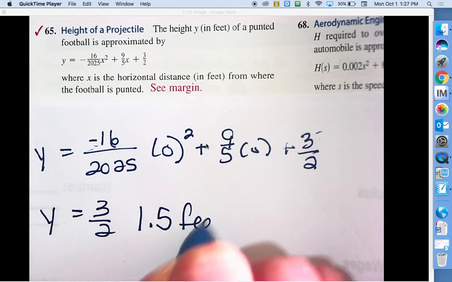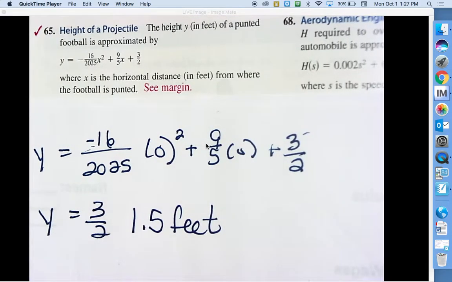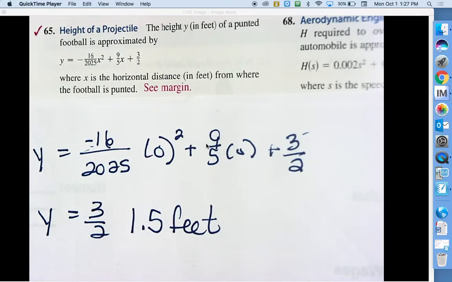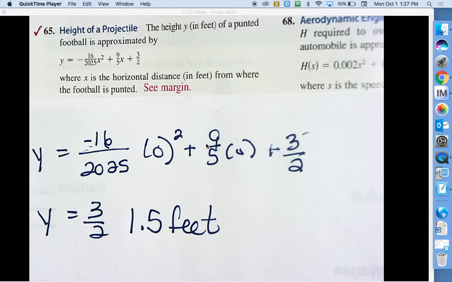1.5 feet, 3/2 of a foot. So that's where it's touching the punter's foot. No, it's not touching the ground because they're kicking it. So 1.5 feet above the ground would be where that happens. So, I mean, not a lot of algebra. You're just plugging in a 0.